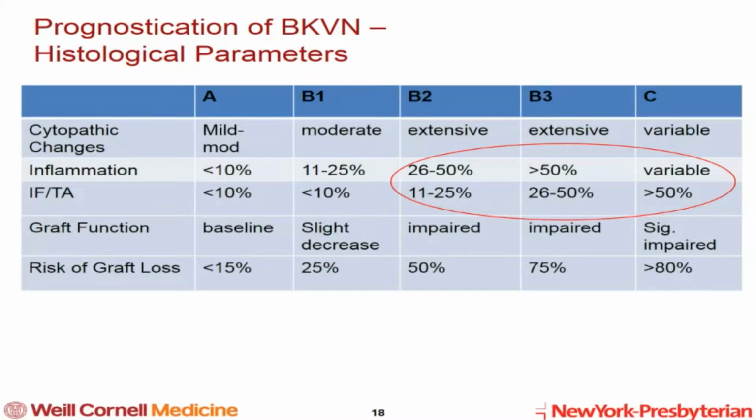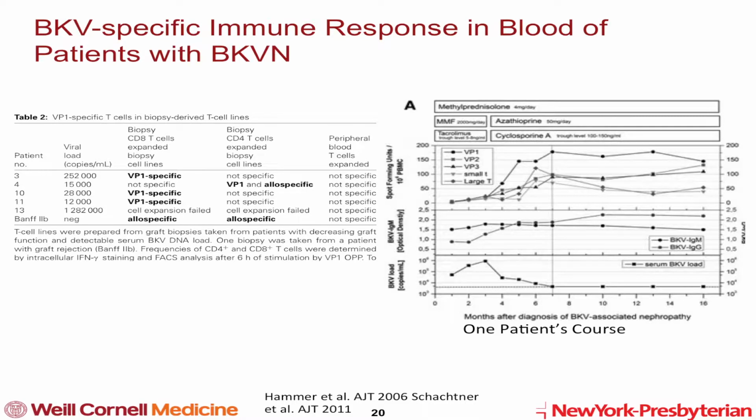But what we really need is some immune markers that tell us what we should do with our immunosuppressive therapy. So I chose to give you an example of BKV-specific immune responses that are tested in the blood. And on the left-hand side, you see it's just case reports, 5 patients who had very high viral load of BKV copies.